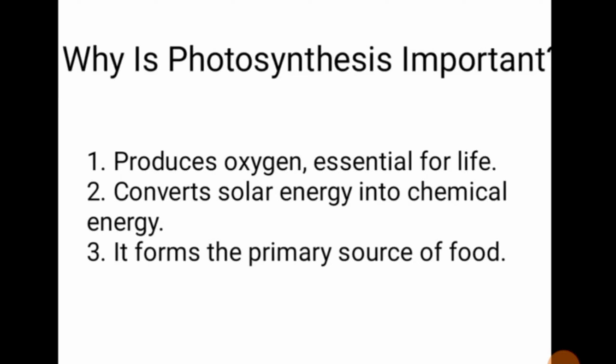So number two importance of photosynthesis is it converts solar energy into chemical energy. Solar energy simply means sunlight, and chemical energy simply means the food that plants produce, which is glucose. So we either call it food or glucose or chemical energy. That is when you're talking about photosynthesis alone. The number three, it forms the primary source of the food chain.